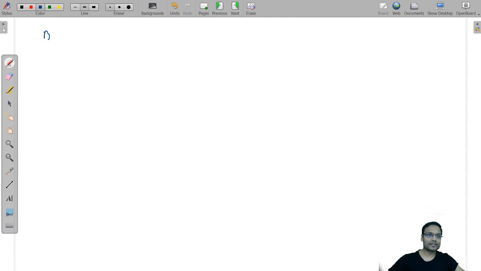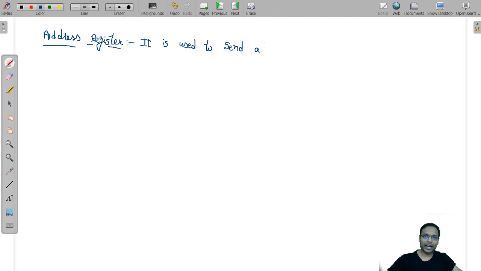Another one is the address register. First among those, the address register. What is the address register? So I am writing a simple definition. It is used to send address to memory.